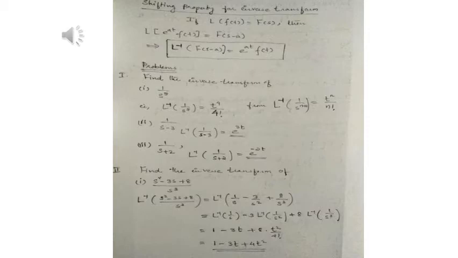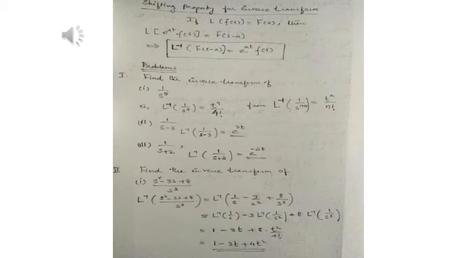Why 1? Because L of 1 we know it is 1 by s. So when we multiply e raised to at with 1, it is e raised to at into 1. So the Laplace of 1 is 1 by s, and by applying the shifting property, this s becomes s minus a. So here similarly, L inverse of 1 by s minus 3 is equal to e raised to 3t. Similarly, 1 by s plus 2.